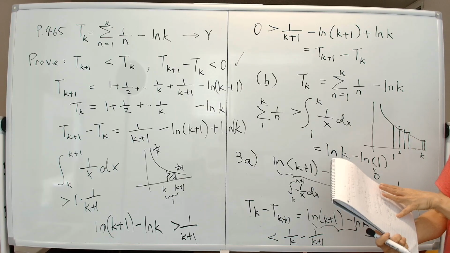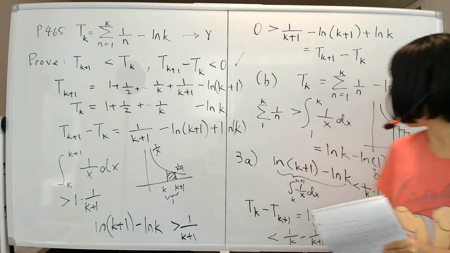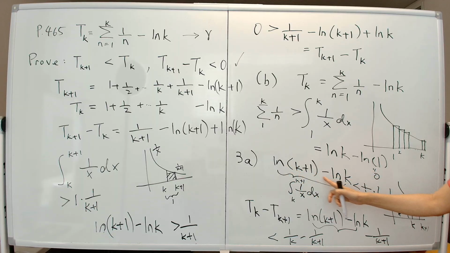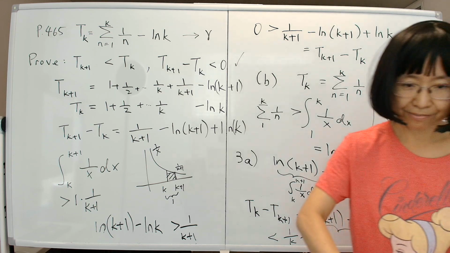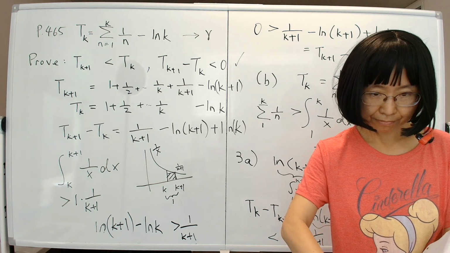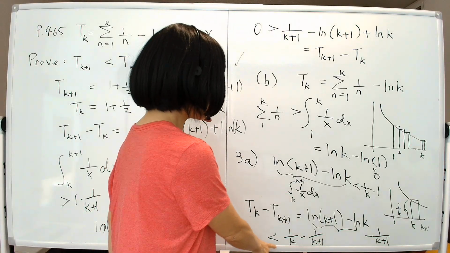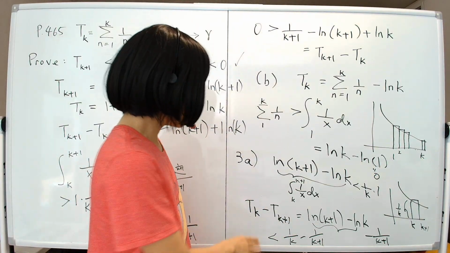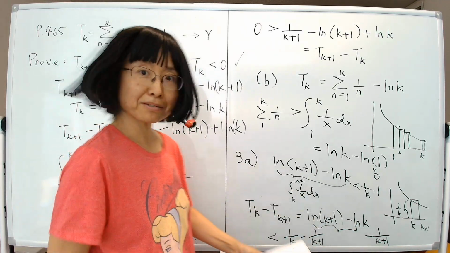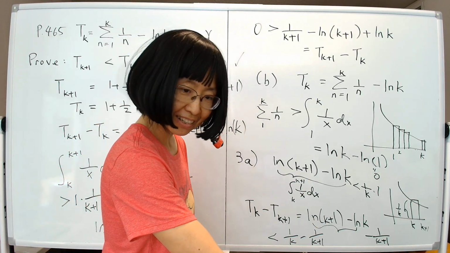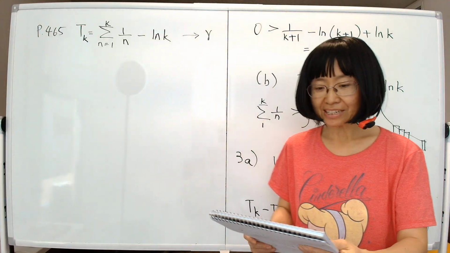That's what we're supposed to do for part 3a, which says we have to prove this thing is less than 1 over k. Let me check. Actually, that's part 3b that we just finished. So next, let's go to 3c, and I better wipe the board. I've got no space left. Now we're near the end.